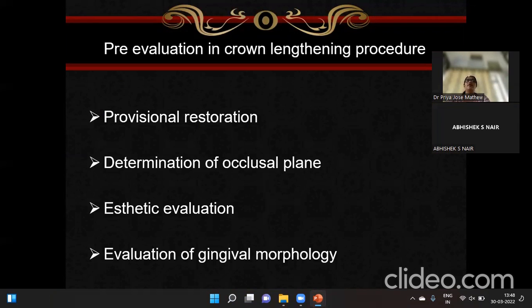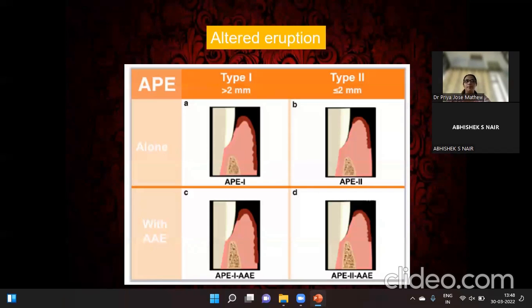Okay, so we have to determine the provisional restoration, the occlusal plane, and the aesthetic evaluation. According to that, we have to modify the surgical techniques that we are following. Evaluation of the gingival morphology: what is the biotype of the gingiva, whether it is a thick or thin type of biotype.